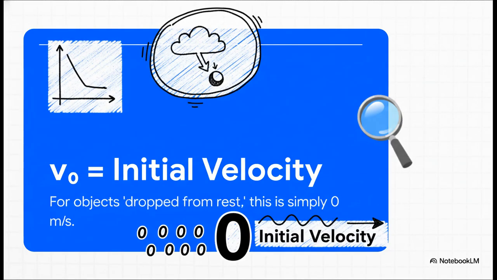Next, we have v0, or v naught. That's the initial velocity. And here is a huge tip for anyone in AP Physics. Look for the magic words dropped or from rest. Whenever you see that, it's a giant hint. It means the object wasn't thrown, it just started falling. So its initial velocity, v naught, is just 0, and that makes our lives so much easier.